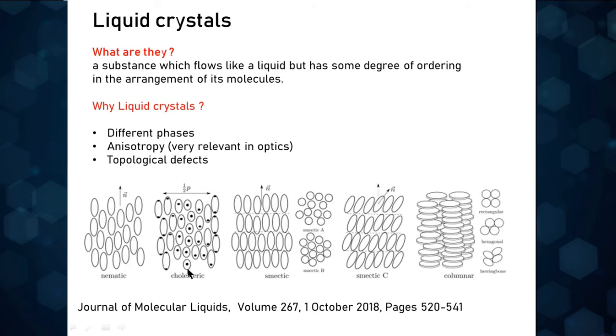You can actually have cholesteric liquid crystals, which actually bring in the chirality in such kind of structures. Smectic crystals, which actually have some kind of arrangement, which is quite interesting. One can have smectic A and B phases, or a smectic C phase with a tilt with respect to the director field. Columnar fields, rectangular, herringbone, etc., etc.